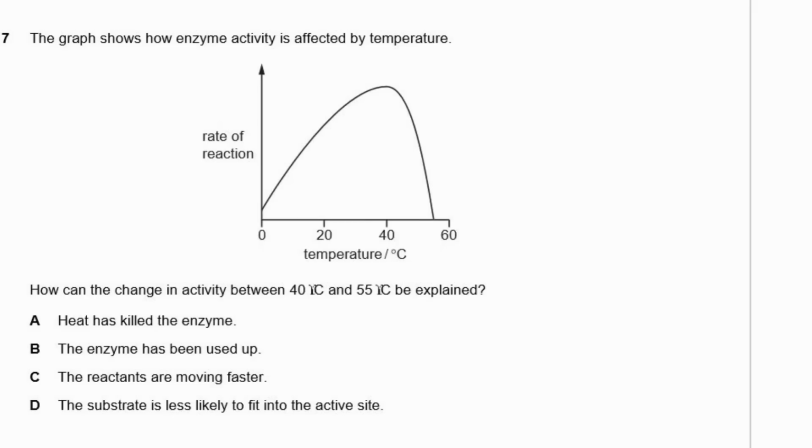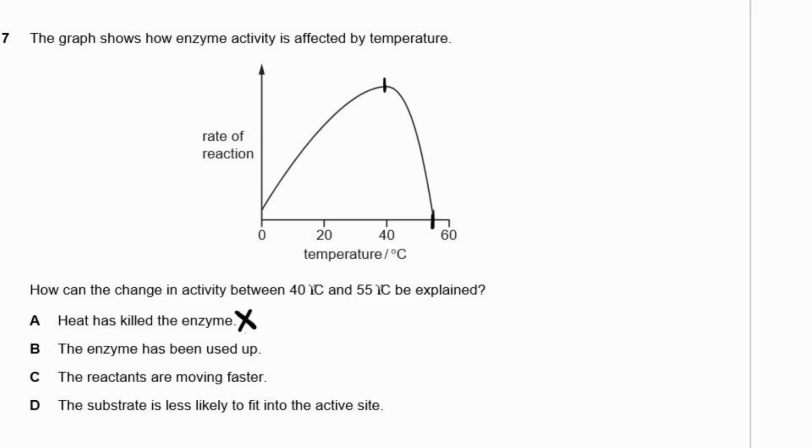Question 7. The graph shows how enzyme activity is affected by temperature. So as the temperature goes up, at low temperatures it increases and you get to your optimum temperature, and then it decreases rapidly. How can the change in activity between 40 degrees Celsius and 55 degrees Celsius be explained? So between here and here, why does it drop suddenly? Because heat has killed the enzyme.